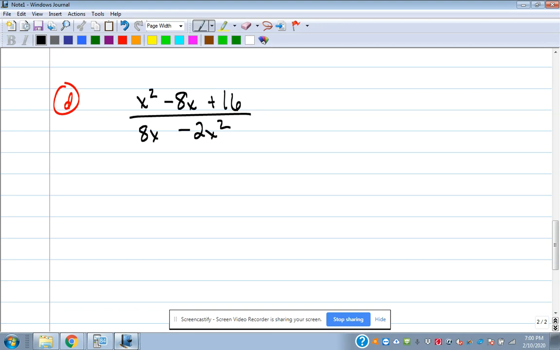So we were finding the domain. We work with the denominator first, and we're not having to do that here. So we're just going to simplify by factoring everybody as far as we can, and then canceling stuff that matches.